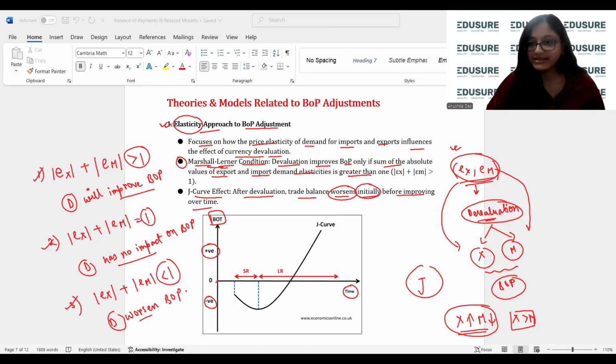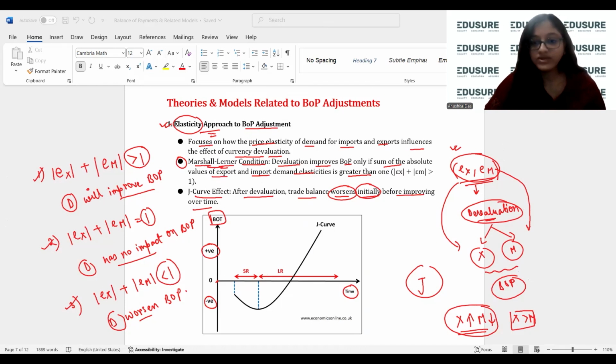So Marshall-Lerner is the mathematical condition which gives you this adjustment, and the J-curve is the visual depiction which shows you the path in which this BoP adjustment takes place, right? I hope this is clear. So this is basically the elasticity approach of balance of payments. The elasticity approach relies on the Marshall-Lerner condition and the J-curve effect. Here we find out how the price elasticity of demand of export and import helps in adjustment of BoP using the tool of devaluation, right? I hope this explanation is now clear to you.